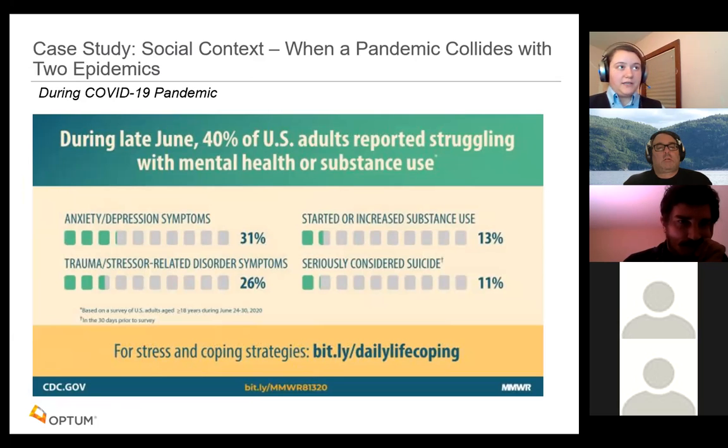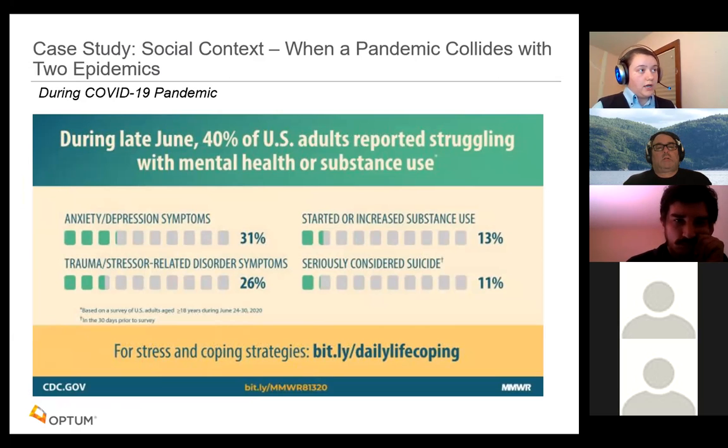So prior to the pandemic, there were two epidemics happening in our country. One being the loneliness epidemic, which we just discussed, cost the US billions of dollars a year. The other epidemic was the opioid epidemic, or the substance abuse epidemic. When two epidemics collide with a pandemic, this is the results you can see.